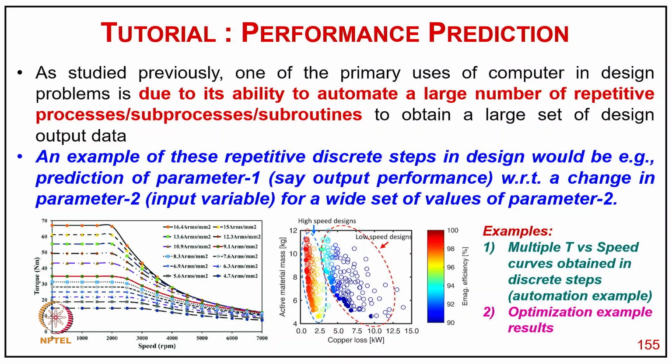So here you can just see how the torque and speed change with, typically, the current density, and similarly in the second case how the copper loss and active material cost change. So two examples of the optimized results and so on.